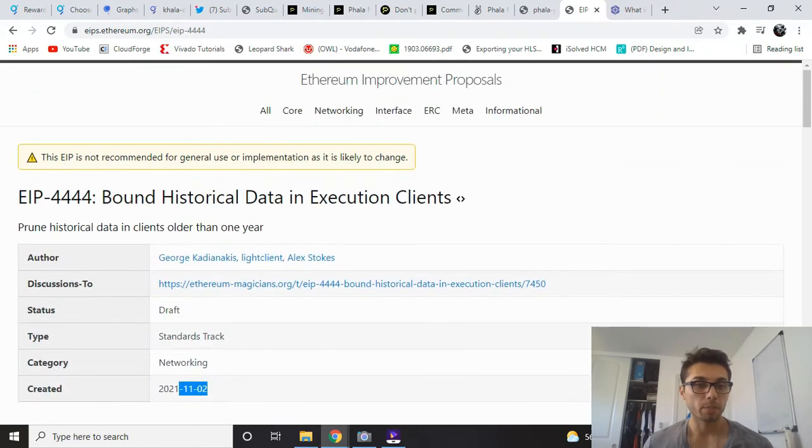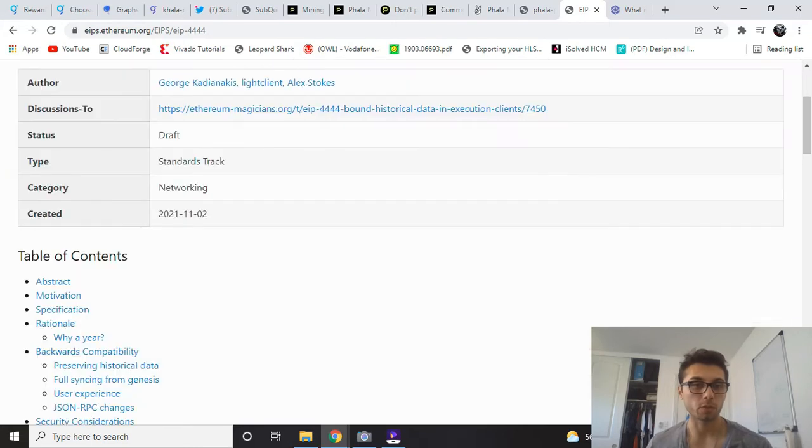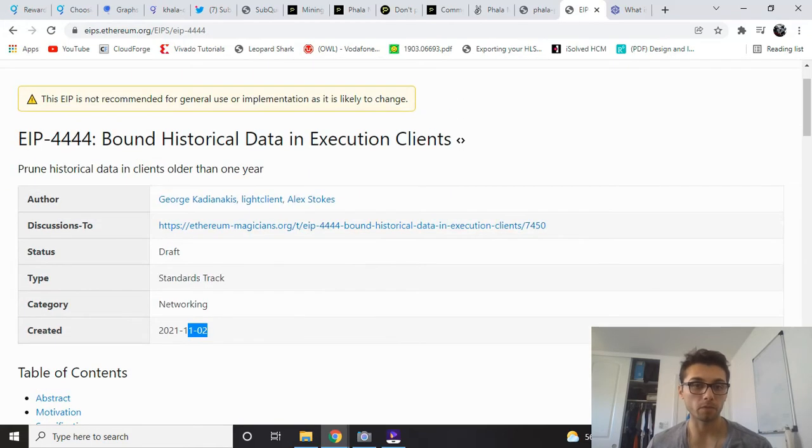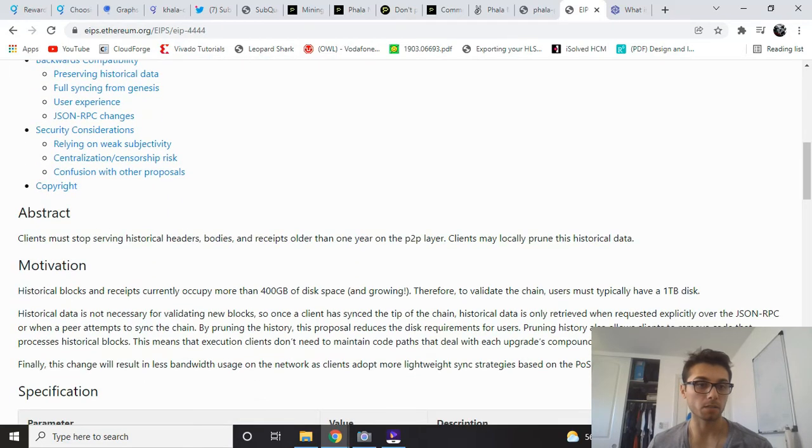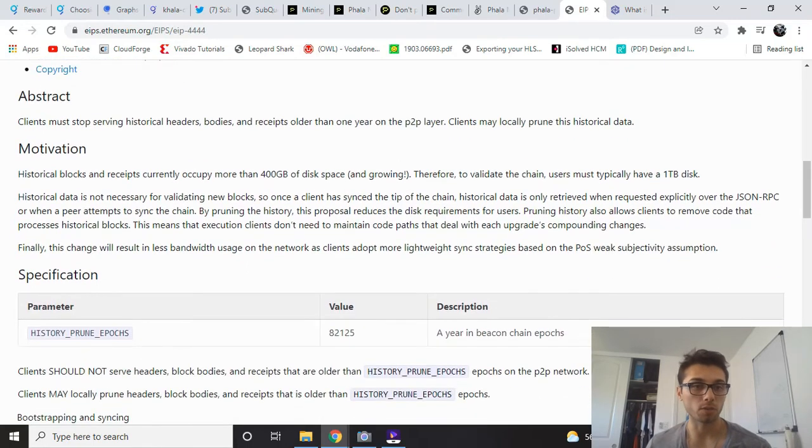And then they mentioned EIP, so this is referring to the Ethereum blockchain. EIP 4444. They call it 44s, which was created at the beginning of November. What they talk about comes down to syncing from Genesis versus not syncing from Genesis. They say that the historical blocks currently occupy 400 gigs and growing, and therefore to validate the entire chain, users must typically have 1 terabyte of disk space, and that's growing as well.